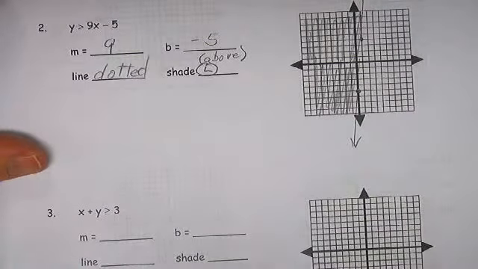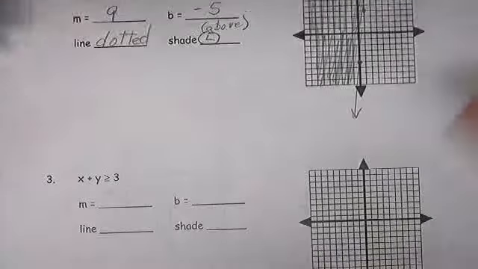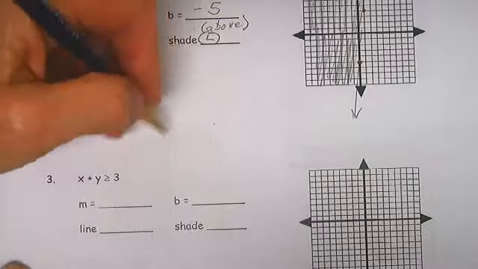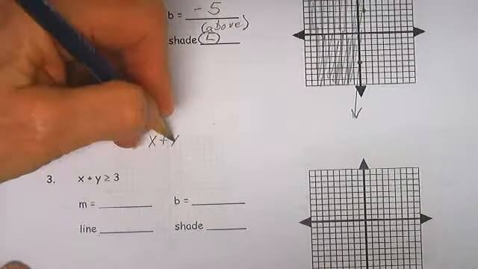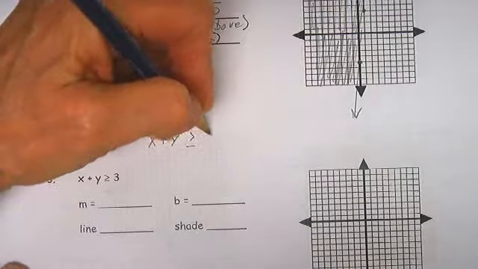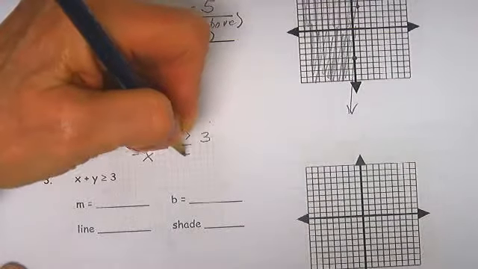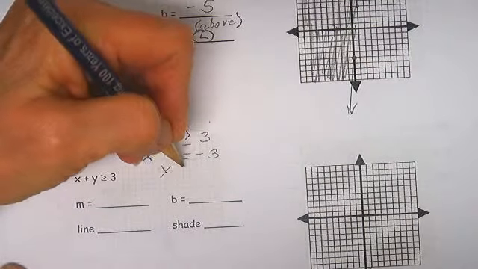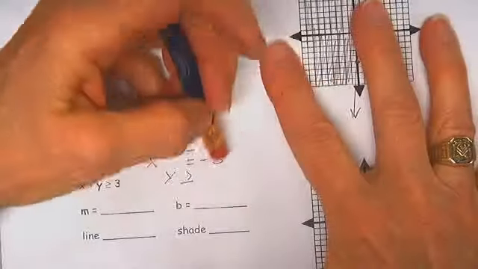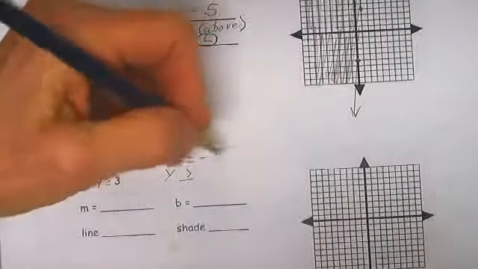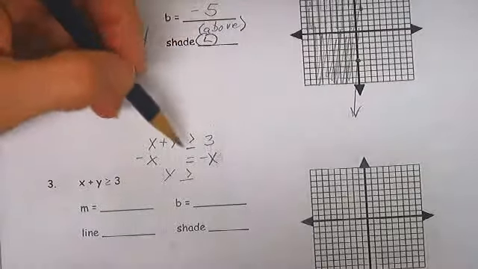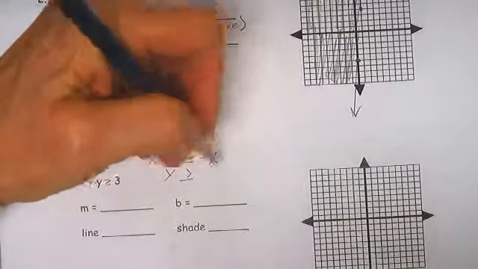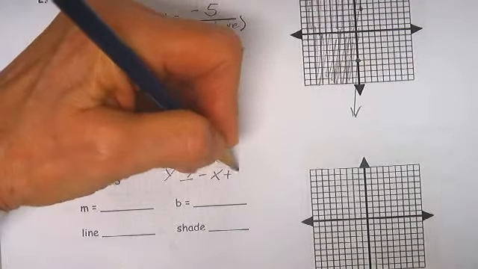Problem 3. There are a couple of ways to do this. We could put it in slope-intercept form. How would we do that? X plus y greater than or equal to 3. Subtract x from each side. Y is greater than or equal to -x plus 3.